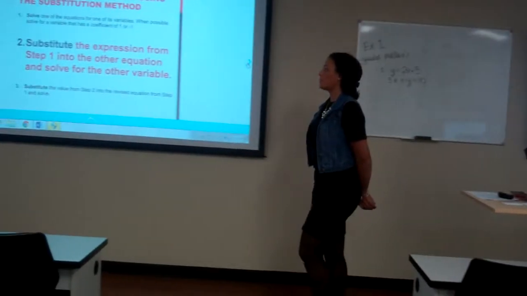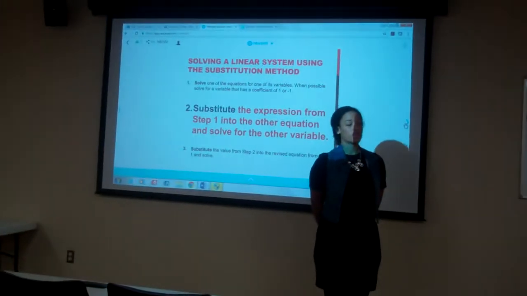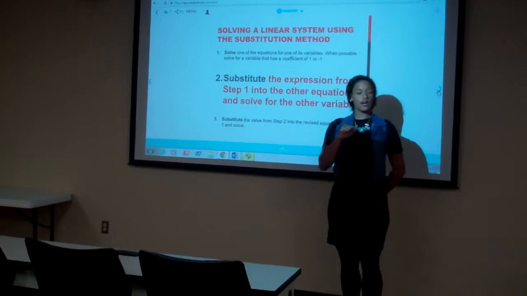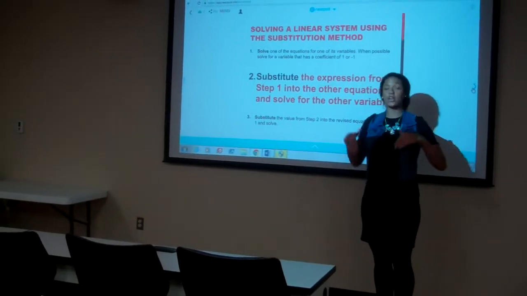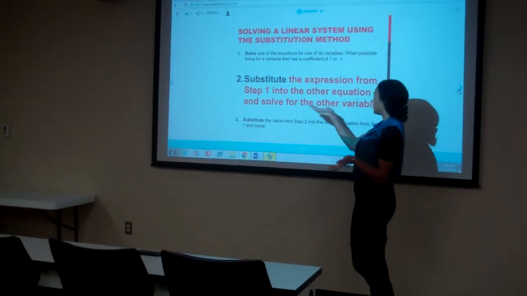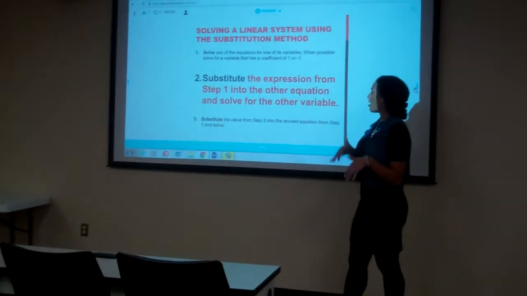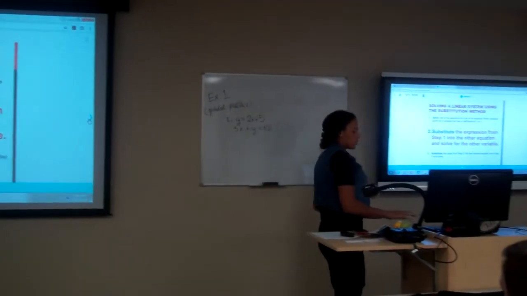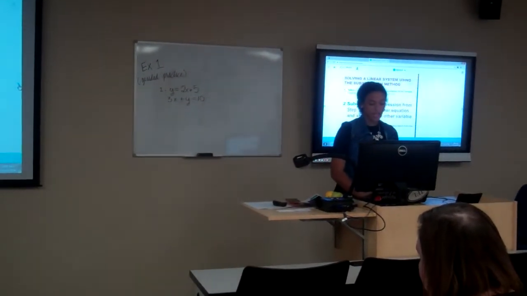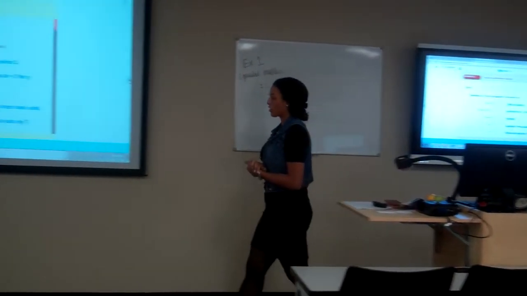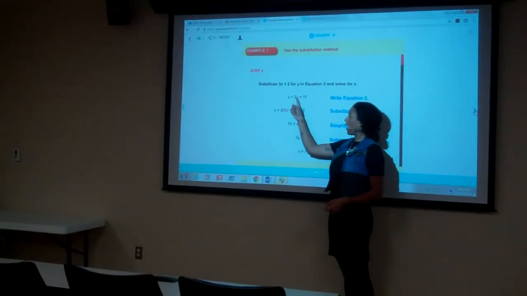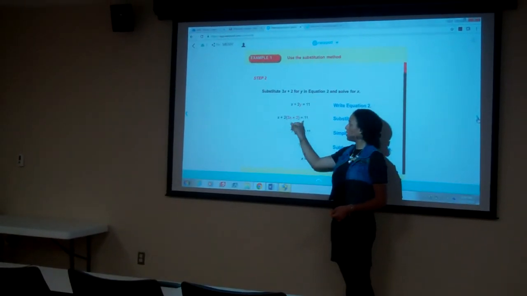So once we have one of our equations solved for one of the variables, our second step is to take what we solved and put it into the other equation. We're going to substitute it in. So substitute the expression from step 1 into the other equation. And now we're going to solve for the other variable. So in our example that we're running through right now, we had y solved for, correct? So all we have to do is take what we have for y and put it in.